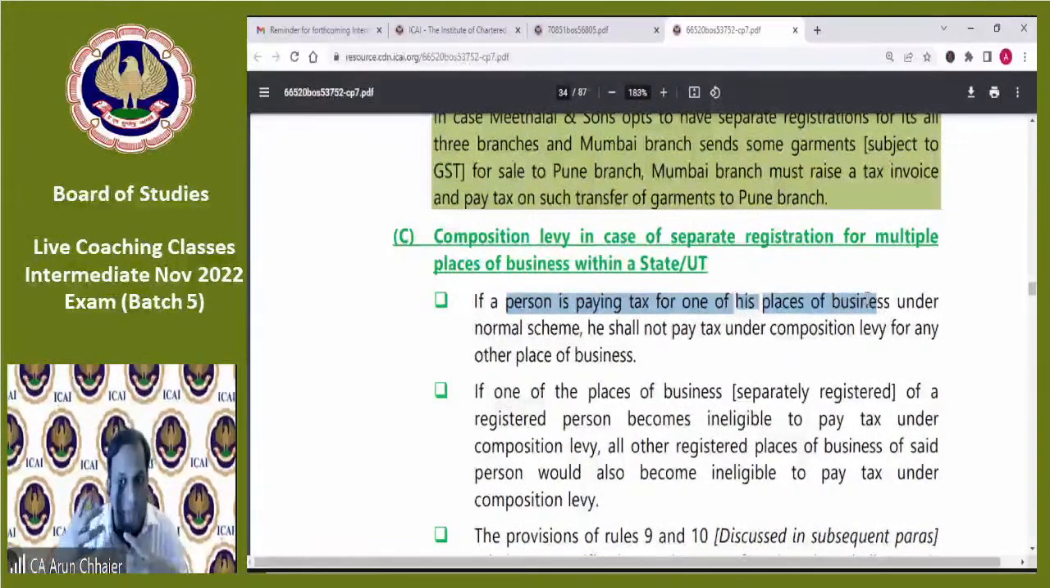If I am going for the composition, then one important point is that all the registrations under that PAN should be under composition. You cannot choose different categories of registration. For example, for some registrations I would like to take the normal category and for some composition; that is not permissible. If I am applying the composition, all should be under composition, or if I am switching from composition to normal, then all should be converted from composition to normal.